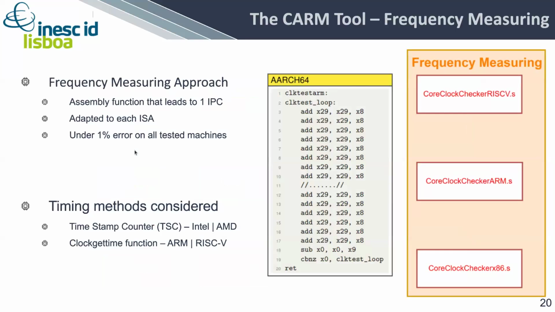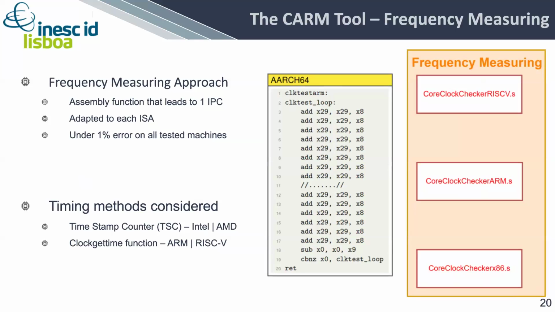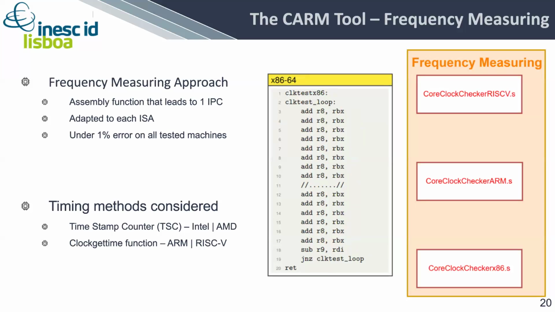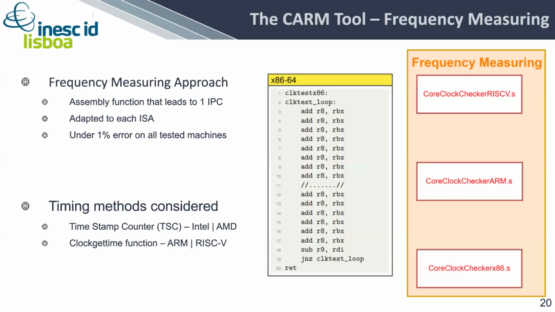So to do the frequency measuring, we use an assembly function that performs a series of dependent additions. And these lead to only one instruction being performed per cycle by the CPU. And then by knowing the number of instructions performed and the time taken, we can obtain the frequency of the CPU. And this method has been used in all tested machines and shows deviations under 1% from expected values.